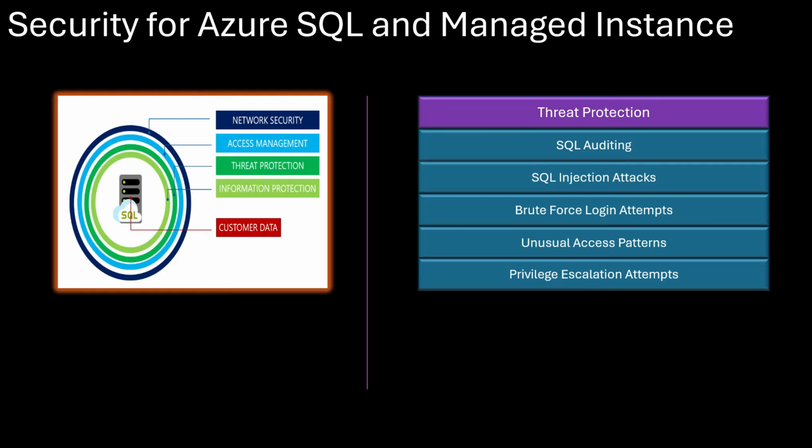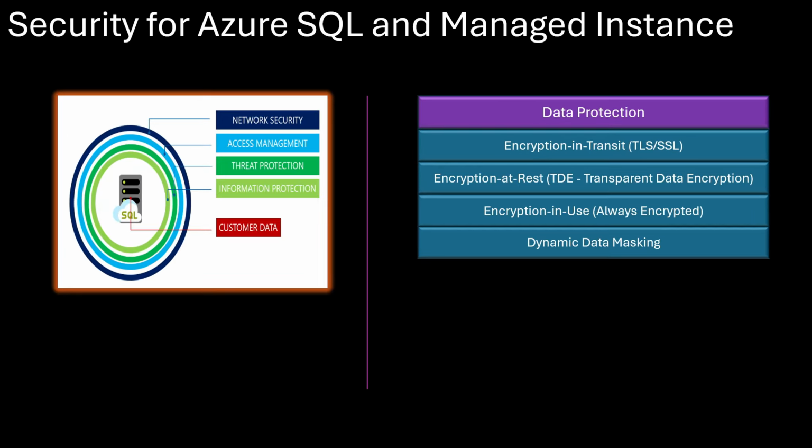if configured. When it comes to Azure SQL, it ensures data is always encrypted at rest, in transit, and in use. Let's unpack data protection strategies. First one is encryption in transit. Means all data sent between clients and Azure SQL is encrypted with transport layer security.